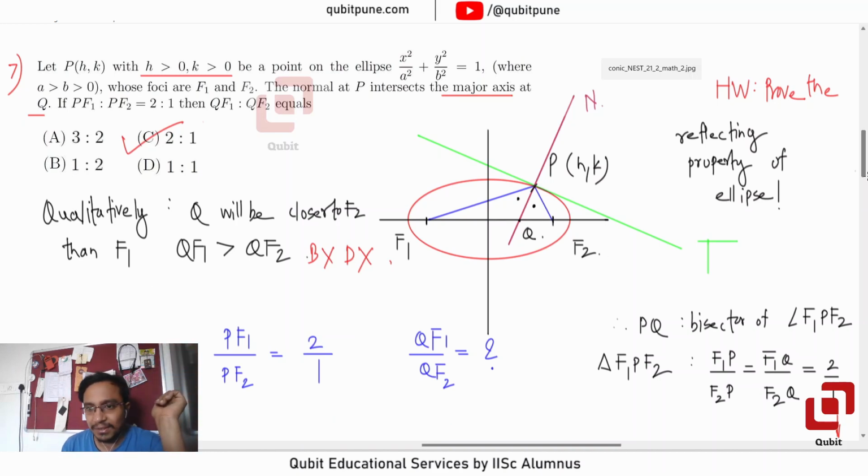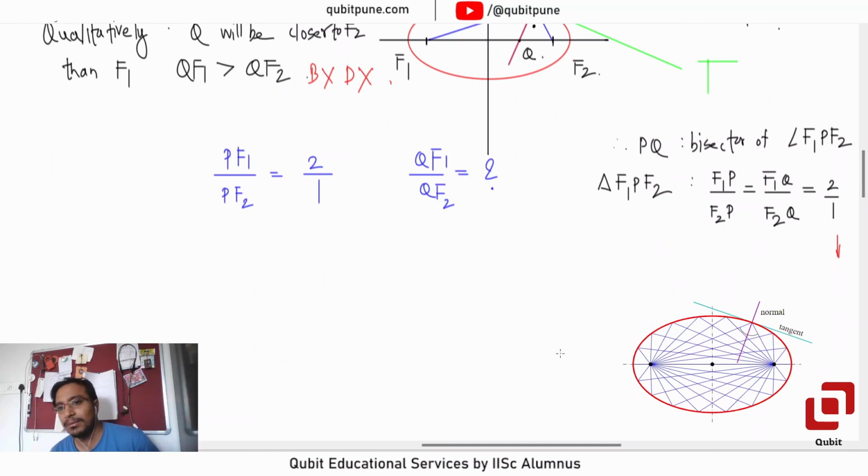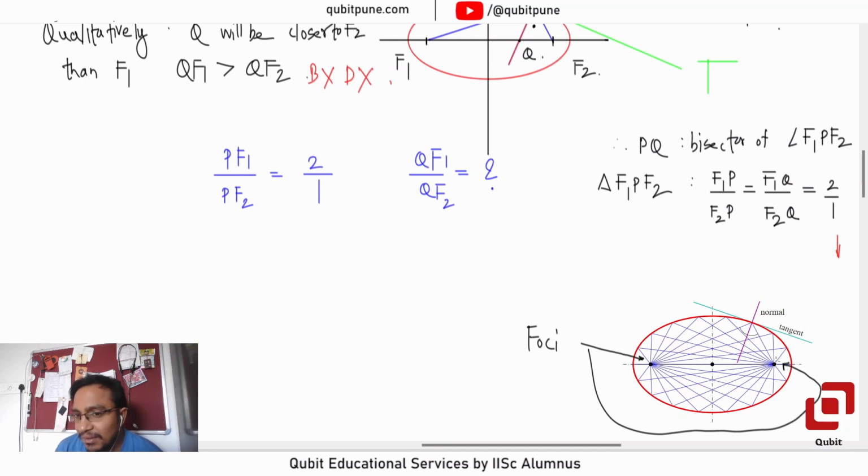Now this is the figure that I wanted you to take note of. The two points that you see here are the foci. You can see that all the rays emerging out of one of the foci are basically converging at the other point. Have you understood this? That's what I meant by the reflecting property of the ellipse.